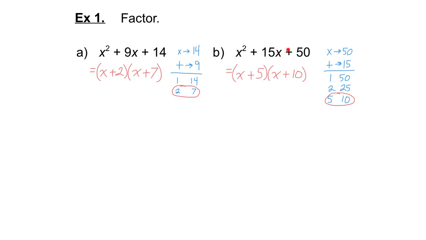Likewise, for the second question, I need two numbers that multiply to 50 and add to 15. Well, the winner is 5 and 10 because 5 times 10 is 50. 5 plus 10 is 15. So this is the factored form right here.